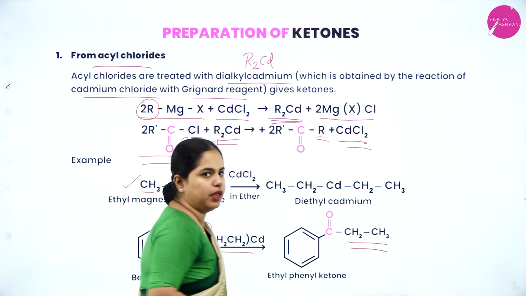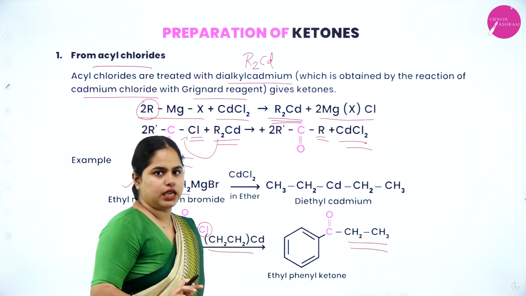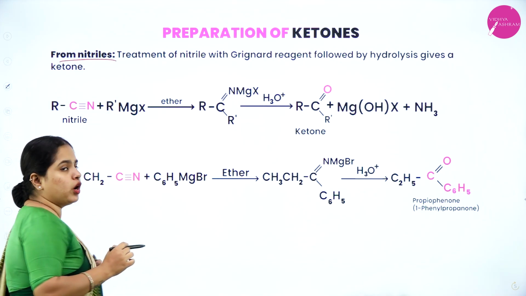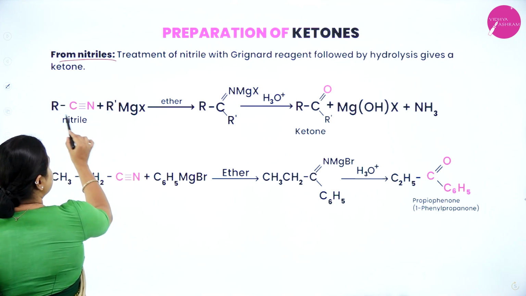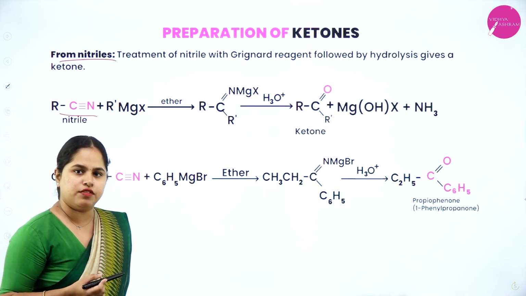That is ethyl will be replaced here, and Cd and Cl will combine and form CdCl2. Clear? Moving on to the next one, from nitriles. So we already know what is nitrile. RC triple bond N is called a nitrile. While studying aldehydes also we have discussed this, right?